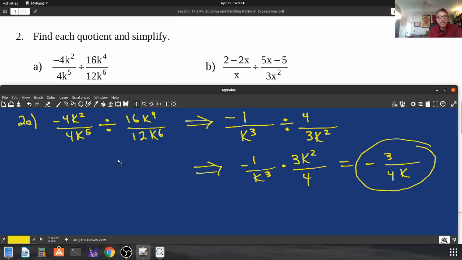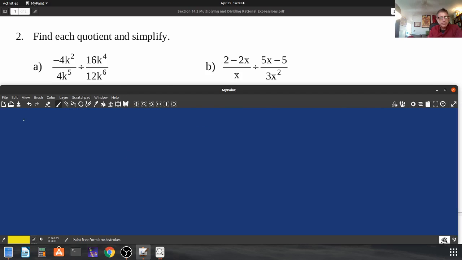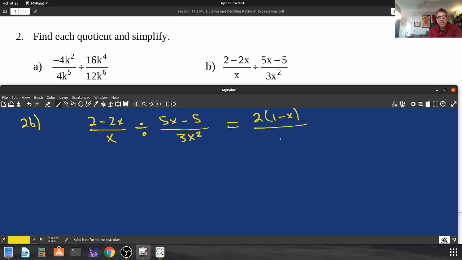Now let's do number B. Two minus 2x over x divided by 5x minus 5 over 3x squared. Well, again, I'm going to simplify before I change my division sign to a multiplication. So I'm going to pull out the greatest common factor, which is 2, over x.